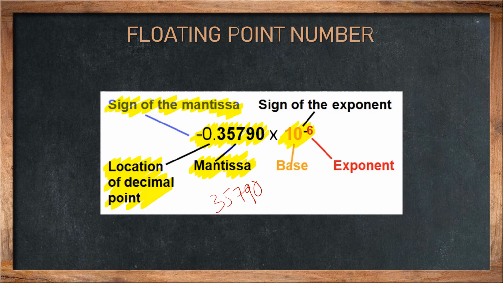Come to the right side, after the cross. Here we have 10, which is the base. From the base I can know which format this number is in, so this is the decimal base. This 6 is the exponent and this minus is the sign of the exponent. Why we need to write the base, we will also see in this lecture. So this is how a floating point number looks and how standard floating point numbers come with different parts. From this slide we have learned about the mantissa and how to write any floating point number.